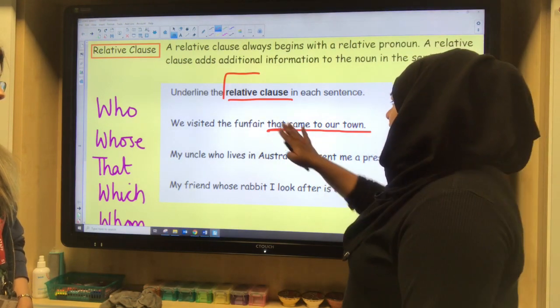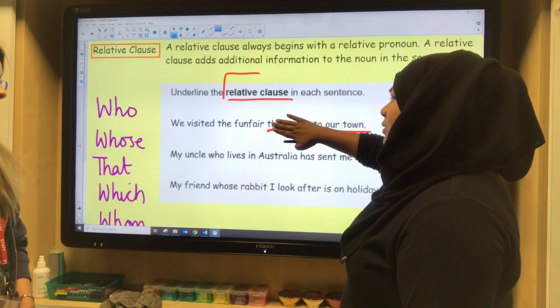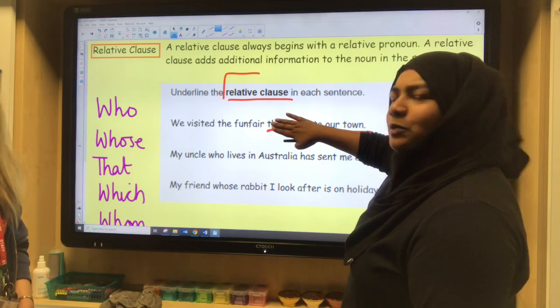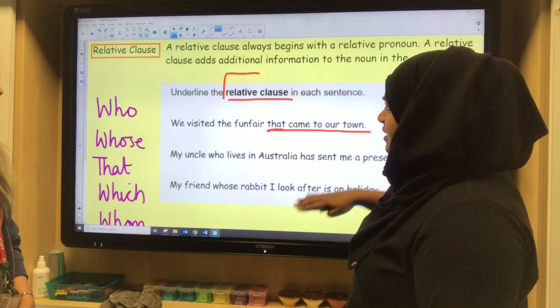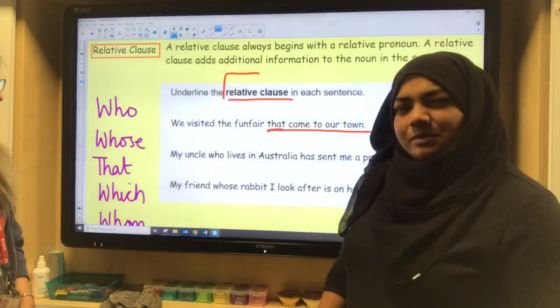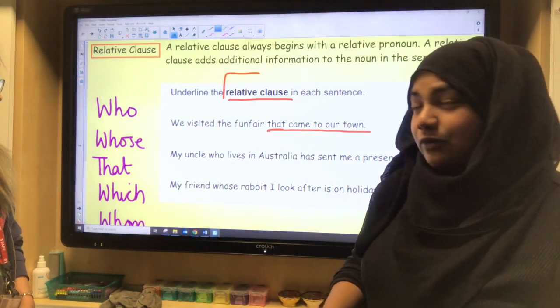If we just did that came, we would then have, we visited the fun fair to our town. It wouldn't make sense. So if you're never quite sure, just put your hands over some of the words, read the sentence back to yourself. Does it make sense? If it doesn't, then it's not correct. So that's the first one.